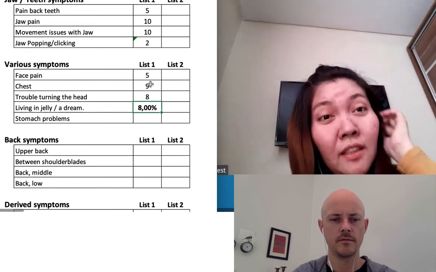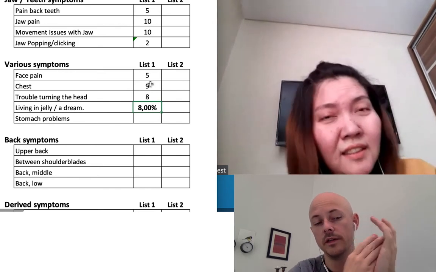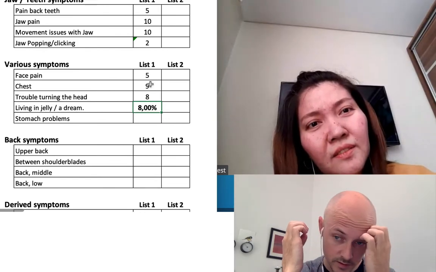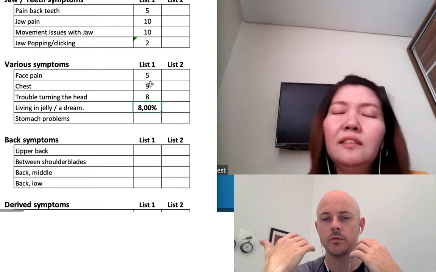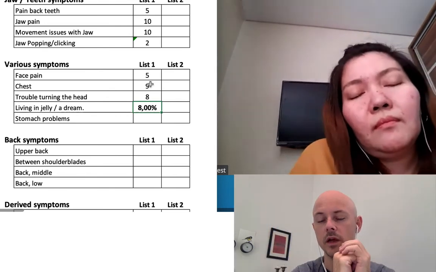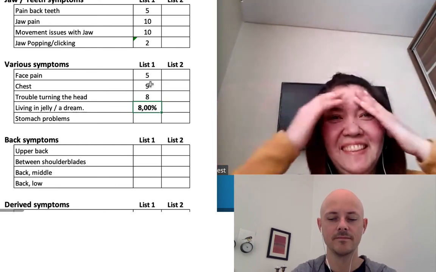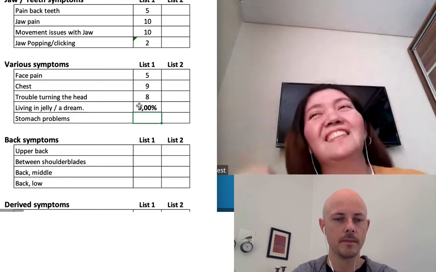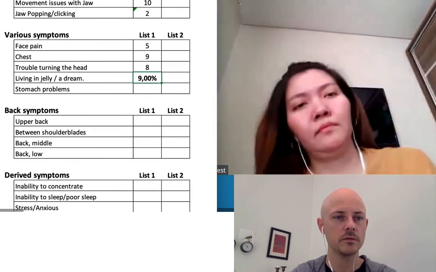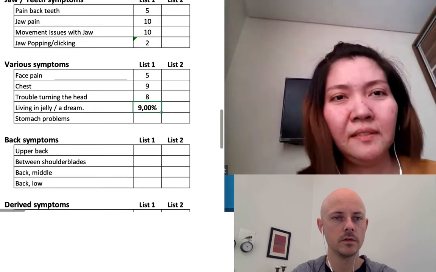I call it living in jelly. It doesn't include loss of concentration. For me, the way that I perceived it was that I didn't really feel like I was living in reality. 9. Yeah. And then we have stomach problems. 3. Yes.